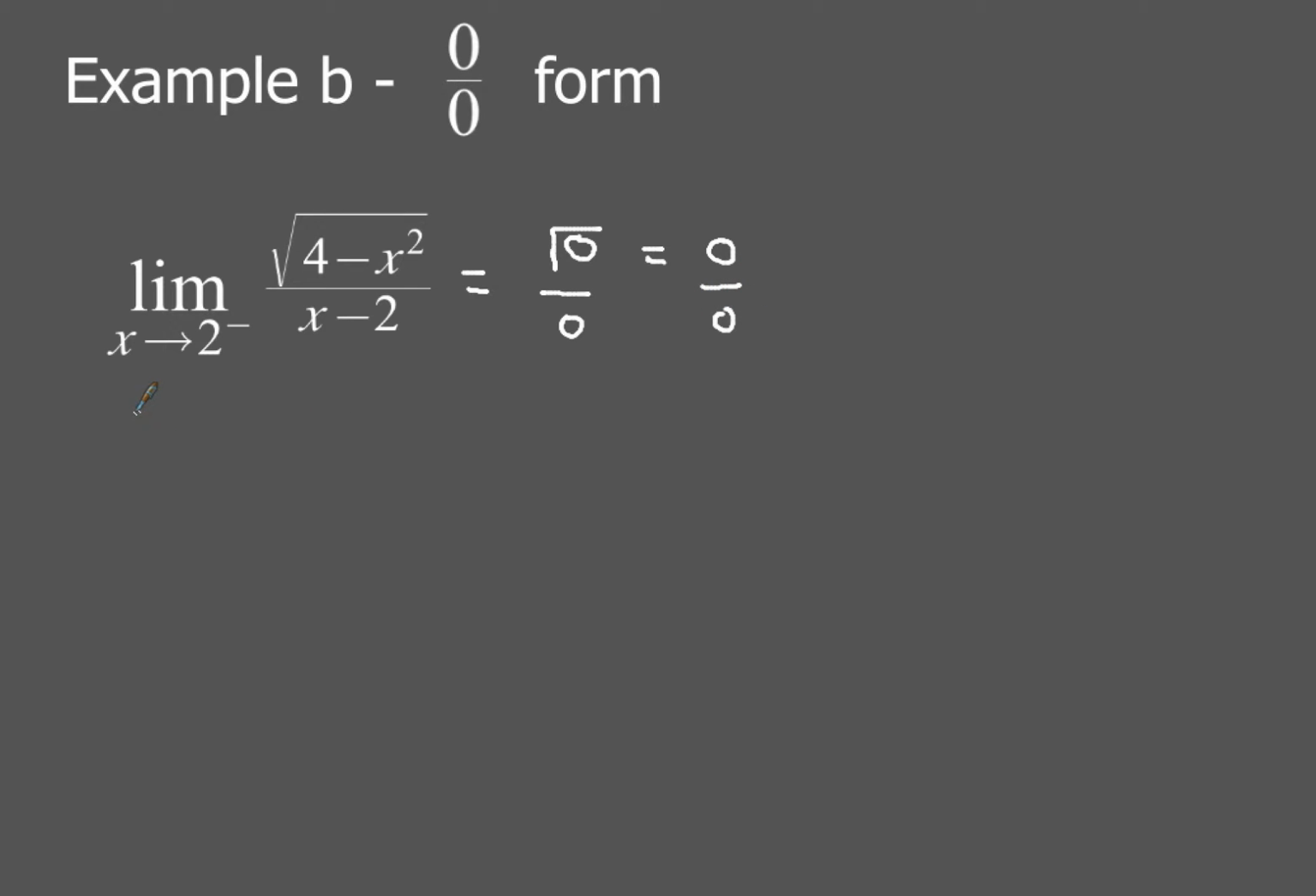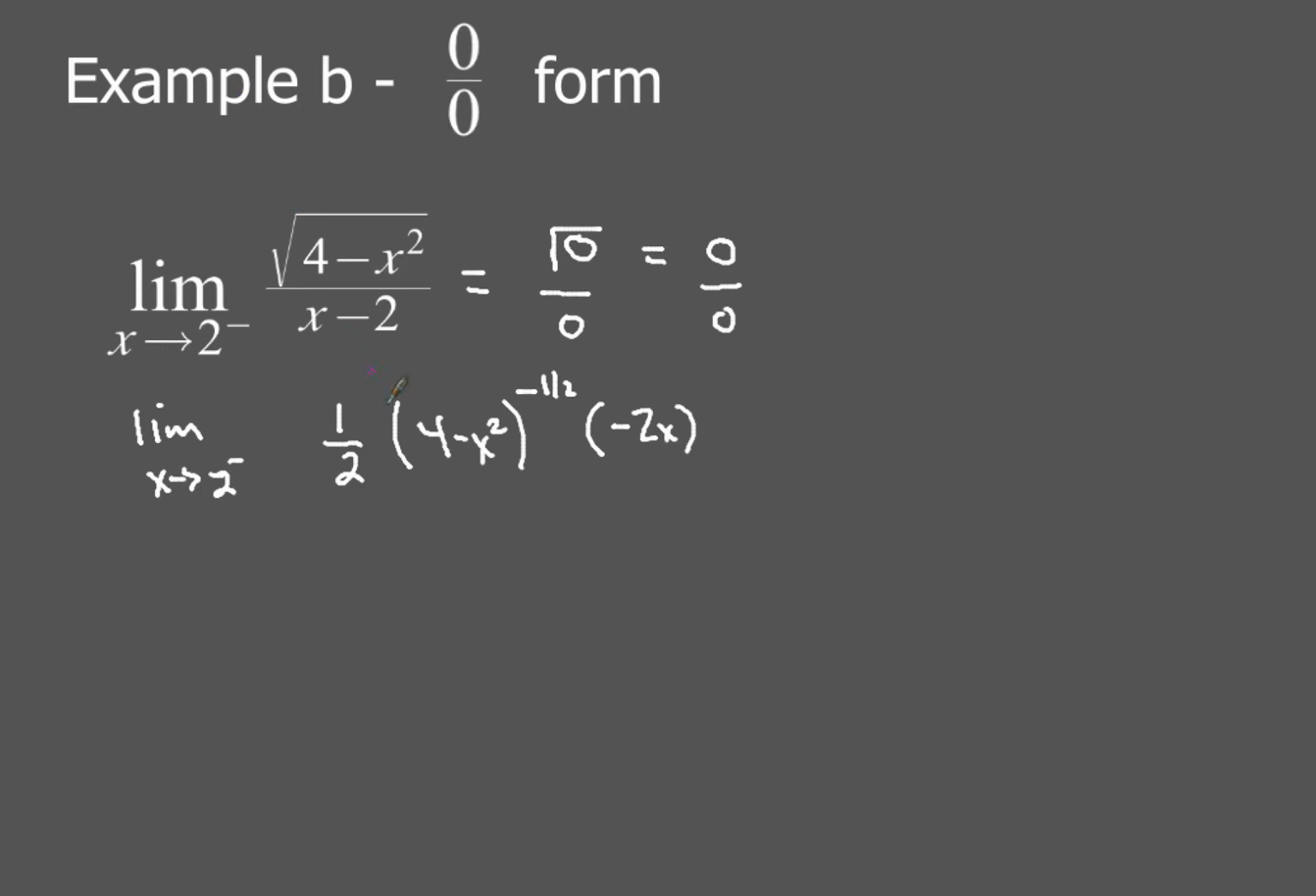Now here, when you take the derivative, you're going to have x going to 2 again from the left. The derivative of the denominator, x minus 2, is really nice. That's just 1, so we're not even going to bother to write that. But the derivative of the numerator, there we're going to have 1/2, and then 4 minus x squared to the negative 1/2 power. But don't forget the chain rule: we have to find the derivative of what's inside, 4 minus x squared. And the derivative of that is negative 2x.